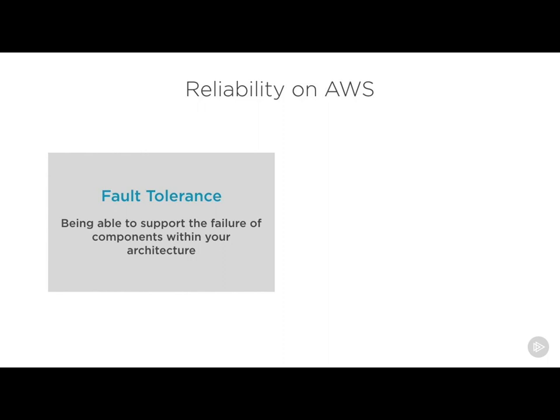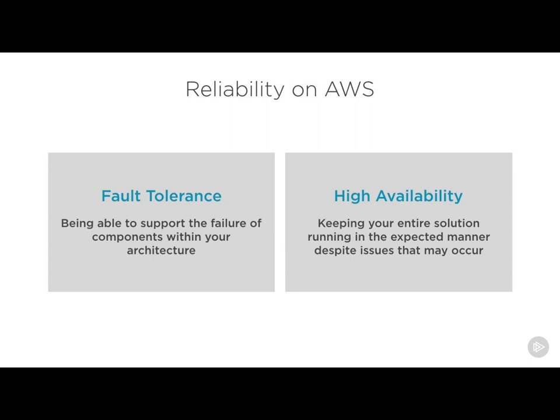And if you remember, we have looked at this already when we've looked at services like SQS. We looked at what we could do using a queue to help mitigate challenges that would exist if some of our processing power were to go offline downstream from the queue. Then we also have another concept, and that's the overall concept of high availability. This means that we want to keep our entire solution up and running in its expected manner despite any issues that may occur. So let's look at how we build solutions on AWS with these things in mind.